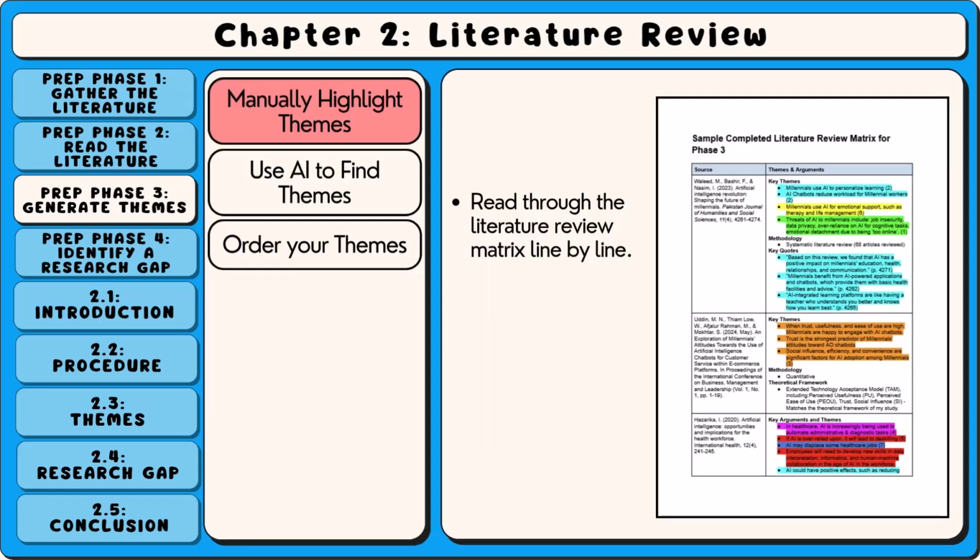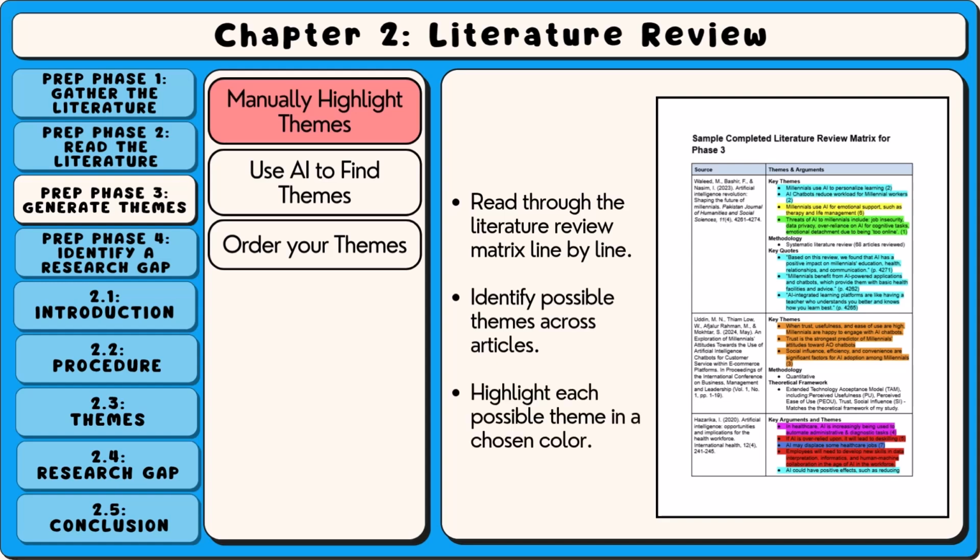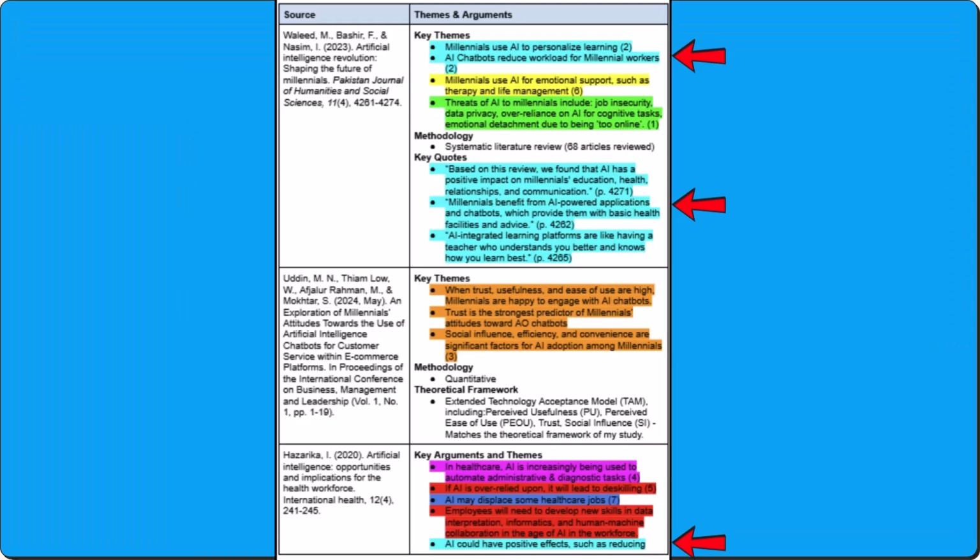Firstly, read through the literature review matrix line by line, identifying any possible themes that could be found across multiple articles in the literature review matrix. Highlight each possible theme in a chosen color. In this way, for example, the first and third sources might both speak about a certain theme that you highlight in blue. Through this process, you're identifying themes that span across multiple articles.